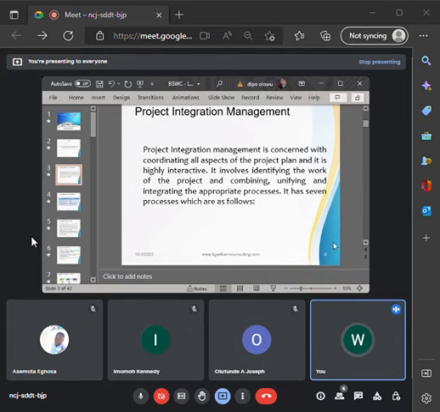All right. So take note. That is what we mean by an integrator, and that is the primary function of the project manager. So you ask yourself, okay, this gigantic project, how do I put all these things together? Because you need to integrate.